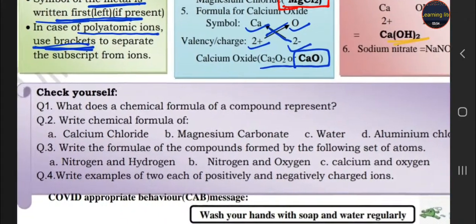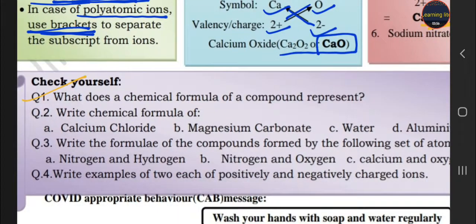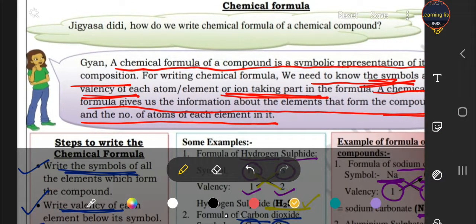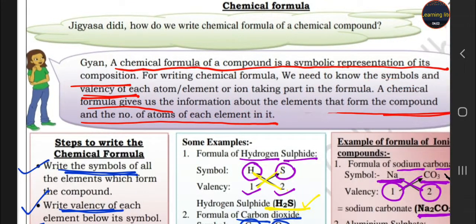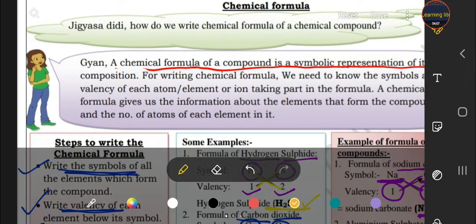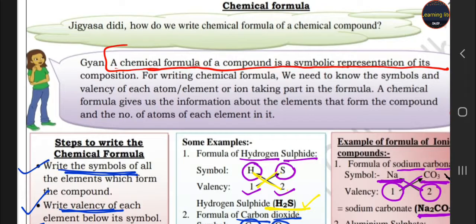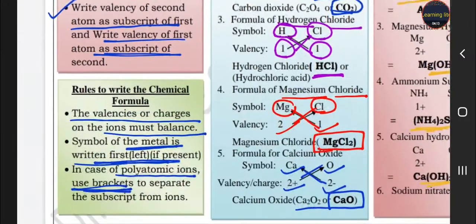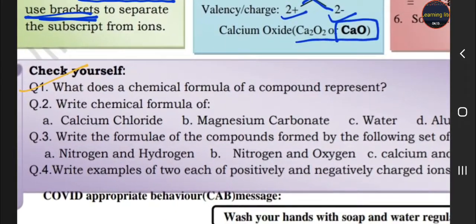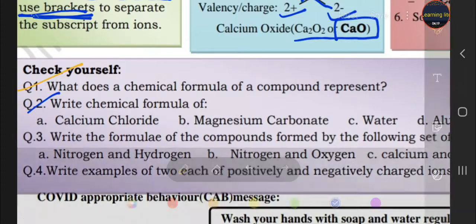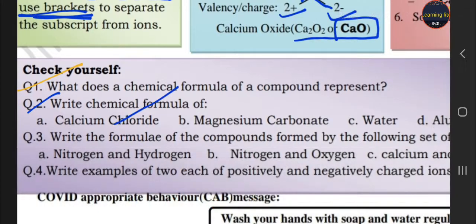Now let's do the exercise. What does the chemical formula of a compound represent? So it is a symbolic representation, students. So it is the answer to your first question. Second question. Write the chemical formula of calcium chloride. So we write here the formulas. What is the formula of calcium chloride?